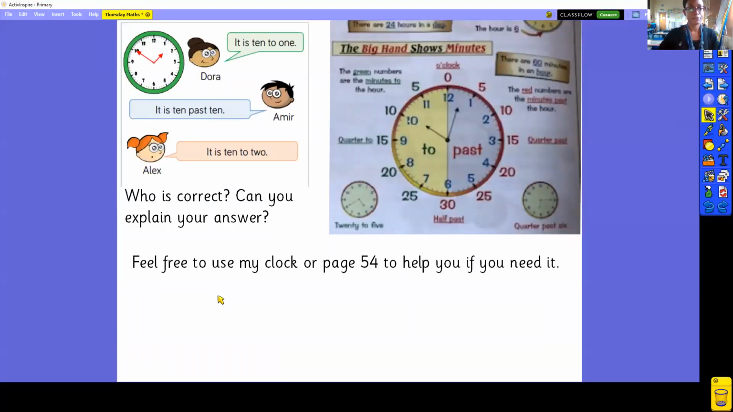So let's think about our friends here and their talking time. Who is correct? Can you explain your answer? They're trying to explain what this clock's saying. Laura thinks it is 10 to 1. Amir thinks it is 10 past 10. Alex thinks it is 10 to 2. So who is correct? Can you explain your answer? Again, feel free to use my clock or page 54 to help if you need it.